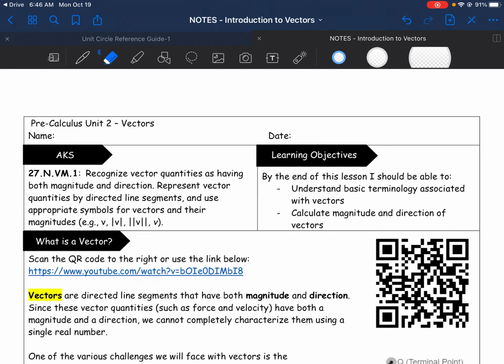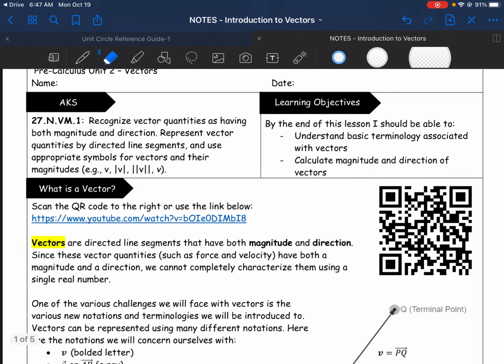In today's video, we're going to look at an introduction to vectors. By the end of this lesson, we should be able to understand basic terminology associated with vectors and calculate the magnitude and direction of vectors. Let's go ahead and begin.